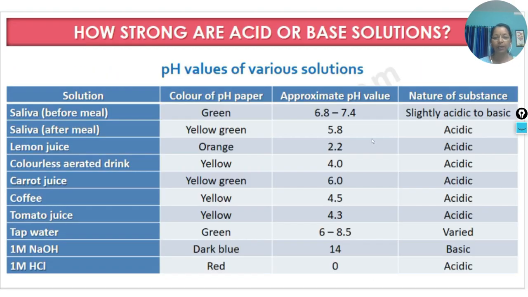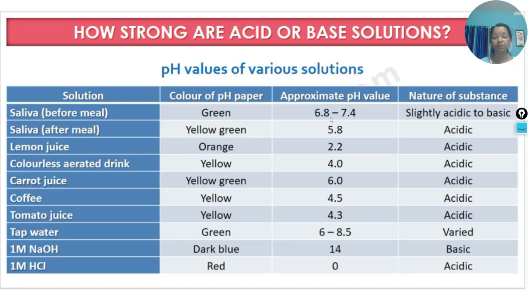Then here the table is showing the pH, color of the pH paper as well as the approximate value of the pH. For example, the first one is showing saliva before meal. Of course, before a meal the paper shows green color, which means it is neutral.